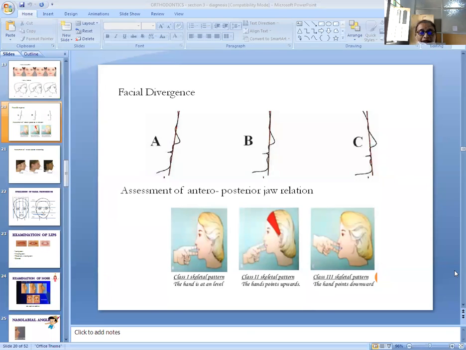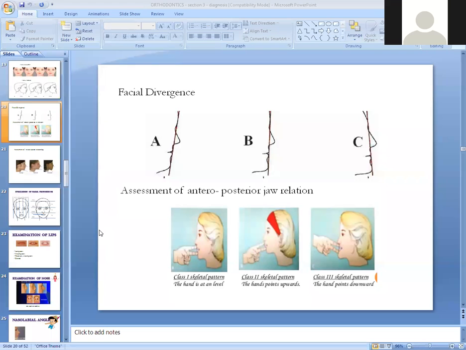So, what will happen in class 2 skeletal pattern? In class 2 skeletal pattern, your upper arch will be forwardly placed or there will be proclination of upper incisors, and the lower arch, that is the mandible, will be retruded. So these two fingers will be pointing upward, to adjust the upper proclination and lower retrusion. In class 3, the lower arch will be forwardly placed, so your fingers will be pointing downwards. Understood, everybody? Yes. Yes, ma'am.